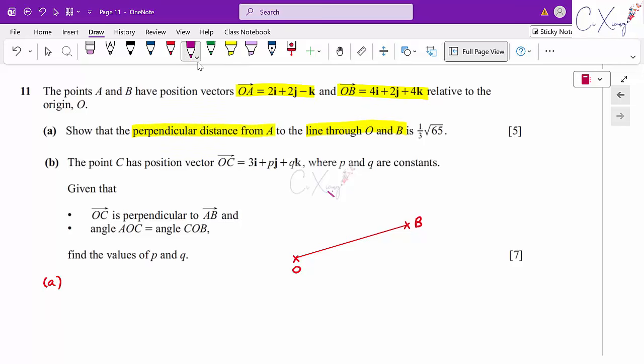That means I'm having A here. Then this purple color line will be the line that we want to find, the length that we want to find. Okay, so this is the D or the perpendicular distance from A to the line of OB. Okay, alright, so how can we find out the perpendicular distance? So first of all, I need to have the vector equation of line OB.